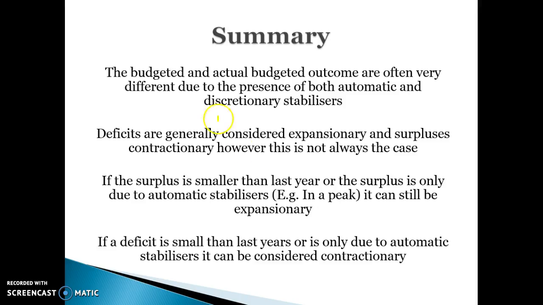So to summarise, the budget and actual budget outcome are often very different due to the presence of both automatic and discretionary stabilisers. Deficits are generally considered expansionary and surplus contractionary. However, a surplus can sometimes be expansionary if it's smaller than last year, or if it's only caused by automatic stabilisers and the discretionary policies are quite expansionary. A deficit smaller than last year's, or due to automatic stabilisers, can be considered contractionary.